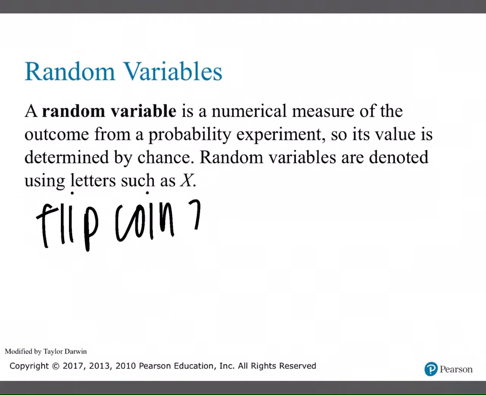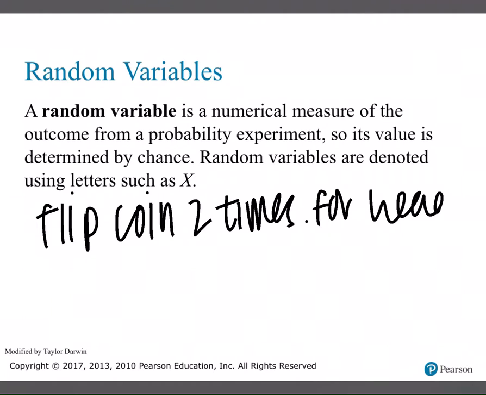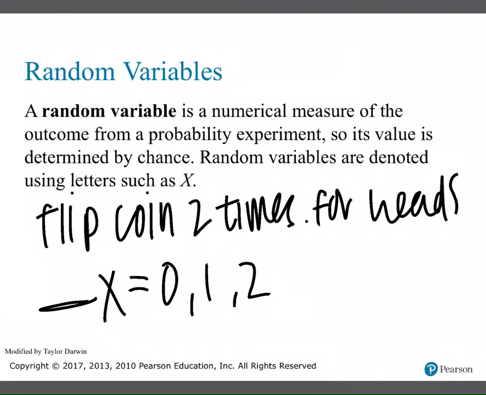Let's flip a coin 2 times, and I want heads. So X, what could happen basically? If I flip a coin 2 times, I could get 2 tails, which means I get 0 heads. I could get 1 heads and 1 tails, or I could get 2 heads. So those are all the possibilities, and I'm denoting that random variable with X.